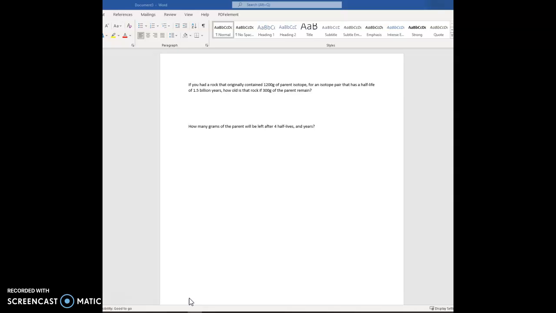So the first question: if you had a rock that originally contained 1,200 grams of the parent isotope for an isotope pair that has a half-life of 1.5 billion years, how old is that rock if 300 grams of the parent remain? And then bonus points for how many grams of parent will be left after 4 half-lives, and how many years.